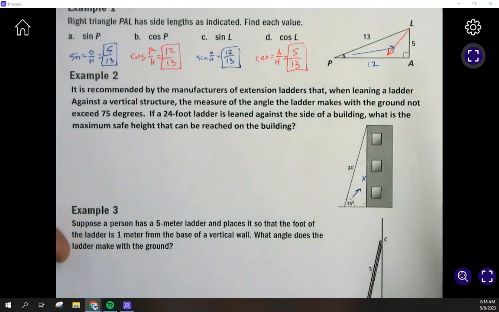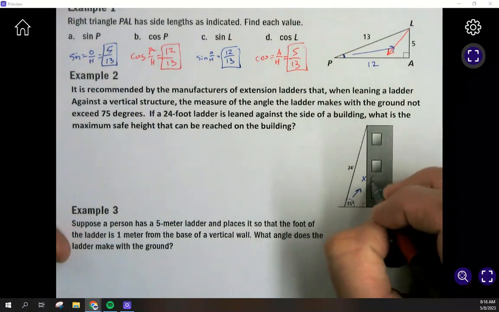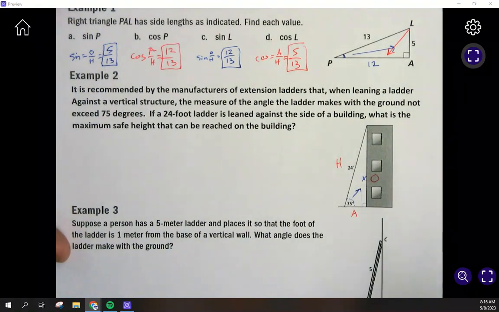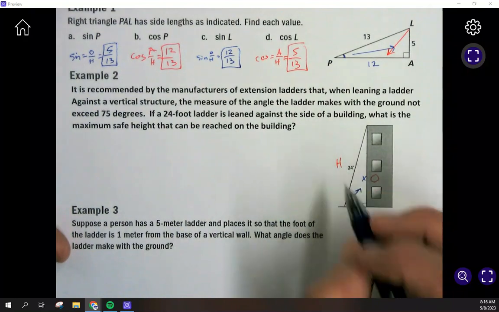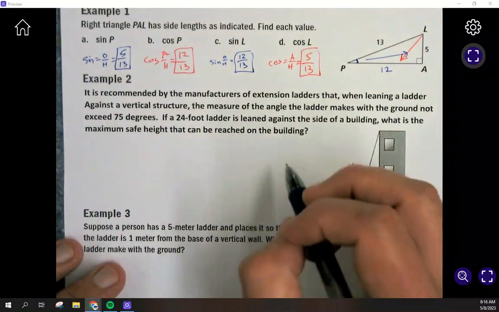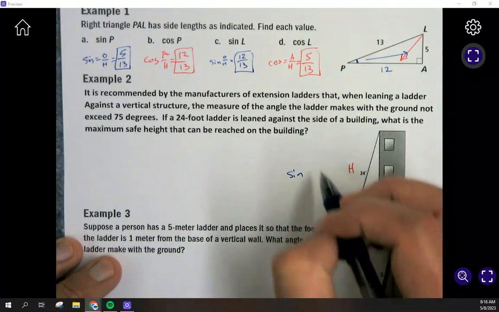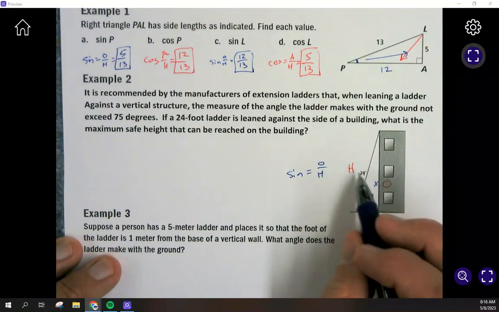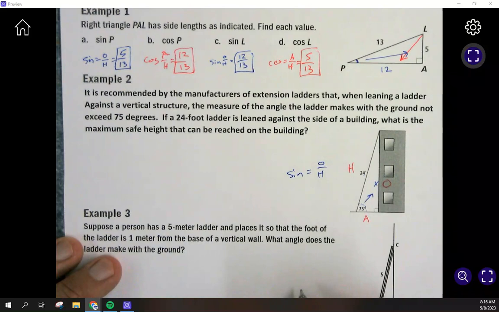So from the 75, this would be my opposite, this would be my adjacent, and this would be my hypotenuse. So I have opposite and hypotenuse. So I look back to SOHCAHTOA, opposite and hypotenuse would be sine. So I'm going to use the sine here because it's opposite and hypotenuse, and those are the two sides that I want to use compared to the angle that I'm going to use.